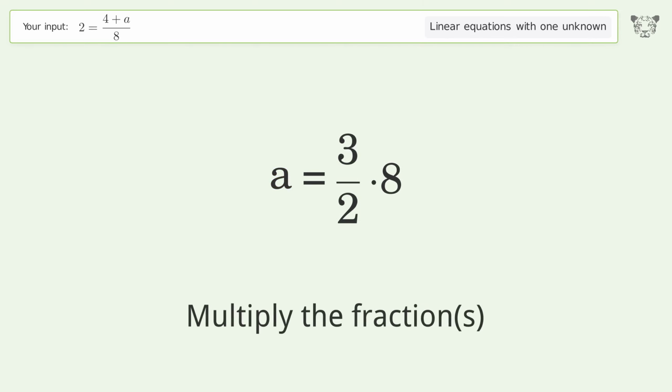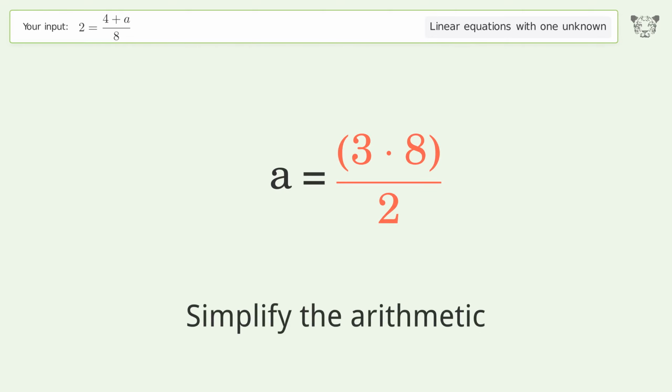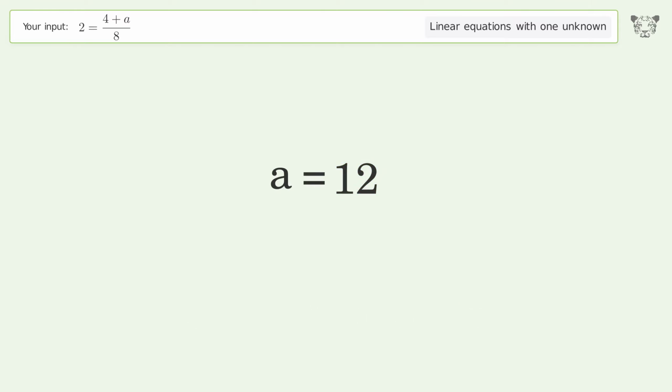Multiply the fractions. Simplify the arithmetic. And so the final result is a equals 12.